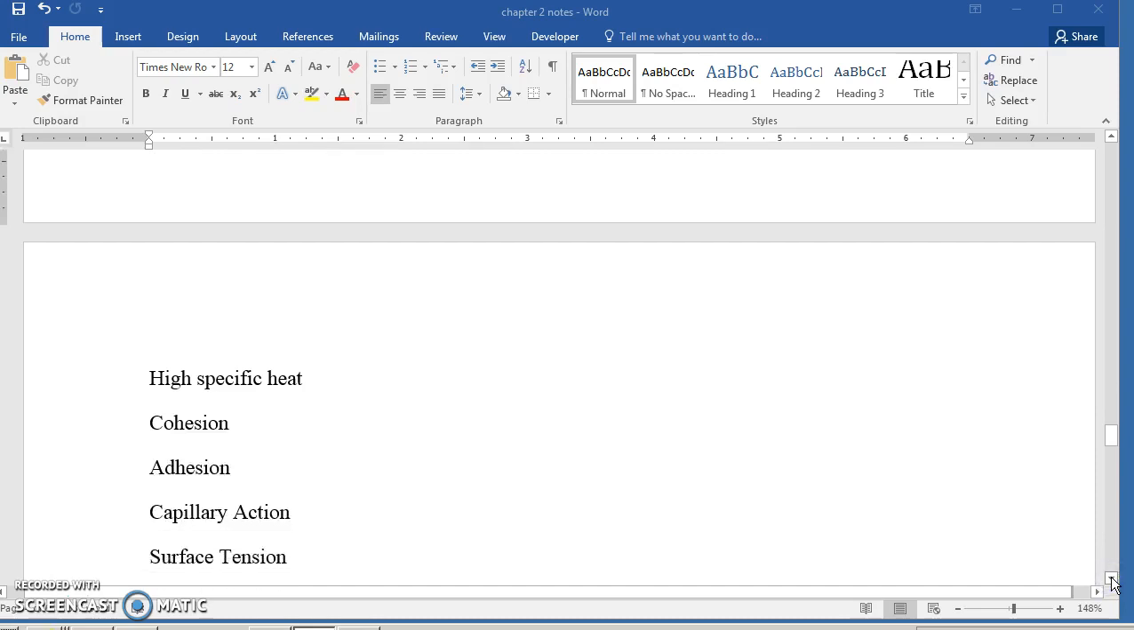The other terms I have here that characterize water is it's cohesive, it sticks to itself, and it's adhesive, it sticks to other things. This is by the hydrogen bonds. Water will stick to glass and plastic, to skin, to paper.